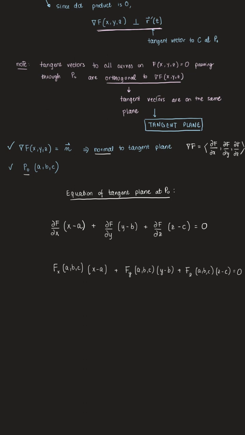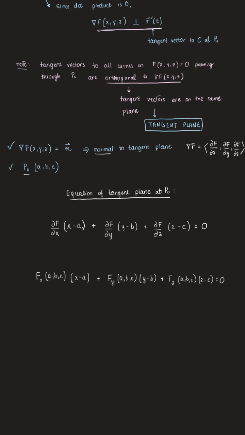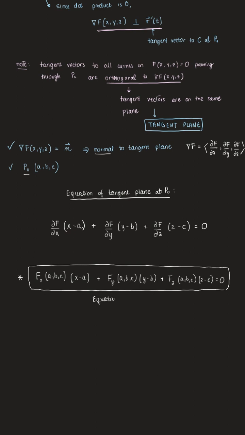And this is the equation of the plane tangent to an implicitly defined surface. So good thing to note down, equation of the plane, tangent plane, to our implicitly defined surface f of x, y, z equals 0 at the point P naught, whose coordinates are A, B, and C.